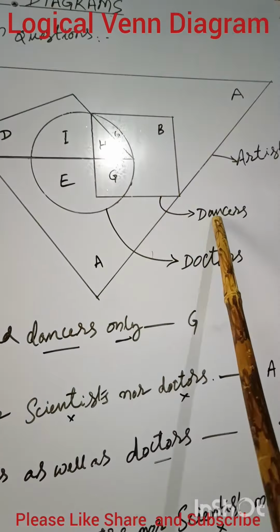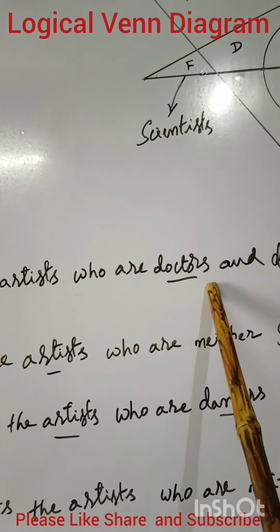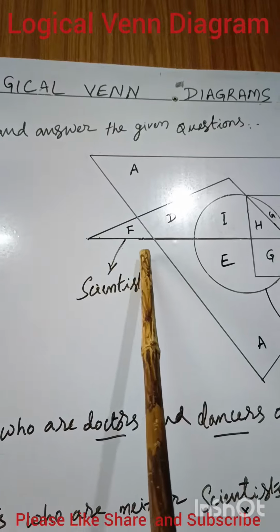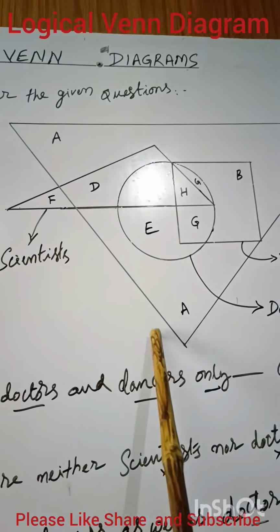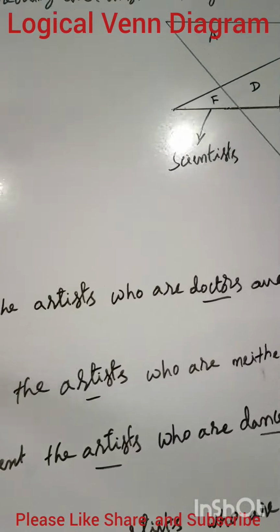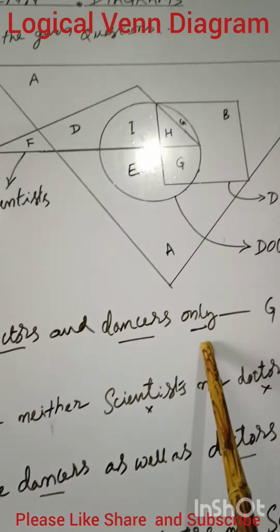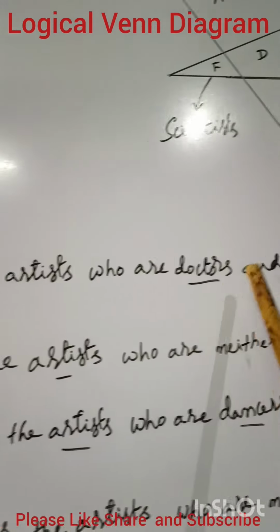So let us see the questions on this. Which letter represents the artists who are doctors and dancers only? Here, except this F part, everything comes under artists, because this big triangle covers everything. So they are all artists except this F part. So which letter represents the artists who are doctors and dancers only? Doctors is this and dancers is this. Common to both this circle and square is G. So the letter G represents only doctors and dancers.